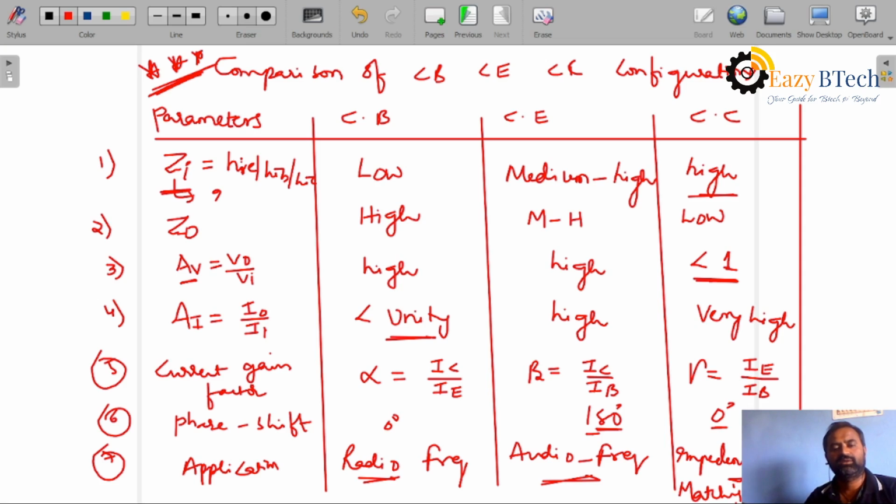This is just a comparison of common emitter, common base and common collector configurations.